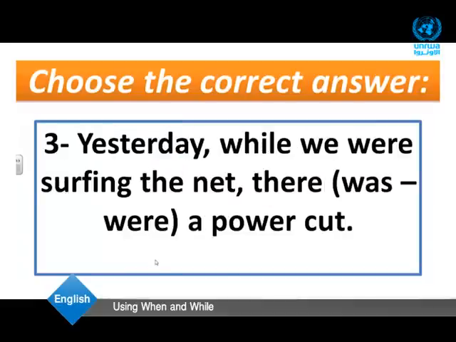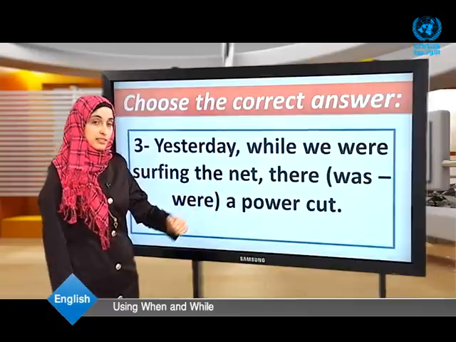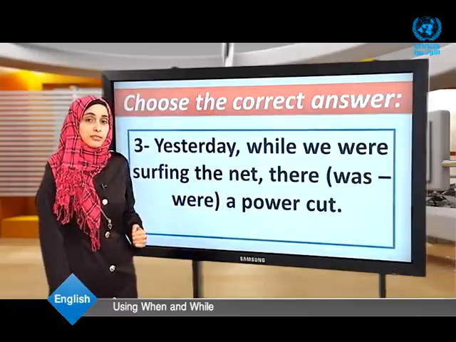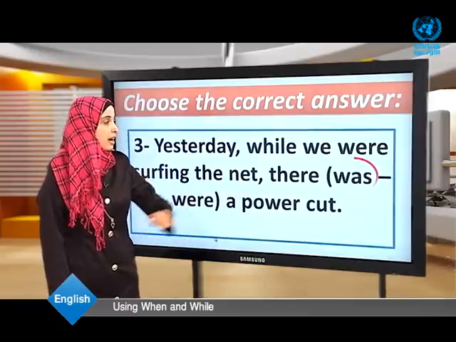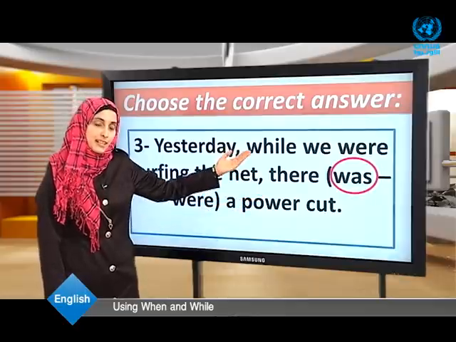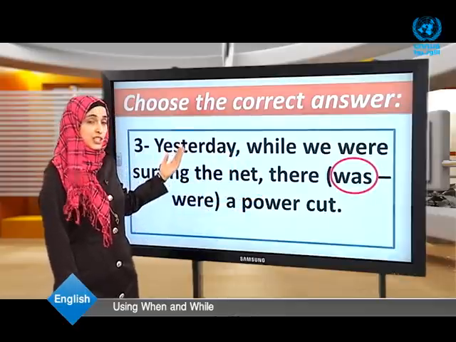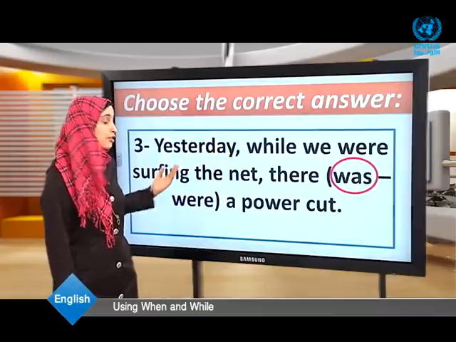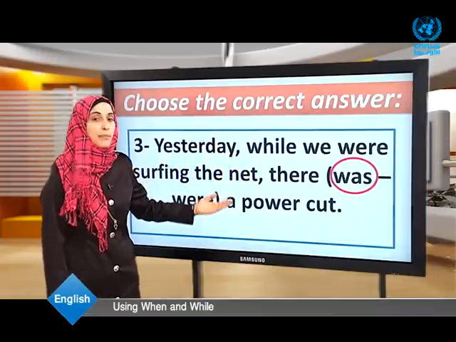Now let's see the last one. Yesterday, while we were surfing the net, there a power cut. Is it was or were? Excellent, it's was, the past simple tense, the action that interrupted the long action. So yesterday, while we were surfing the net, there was a power cut.